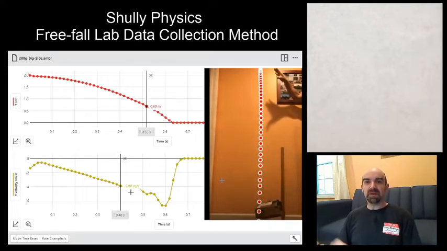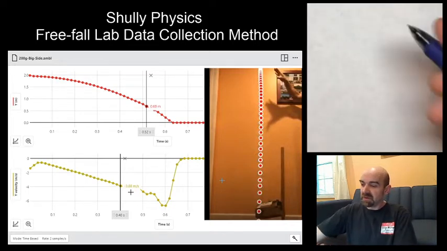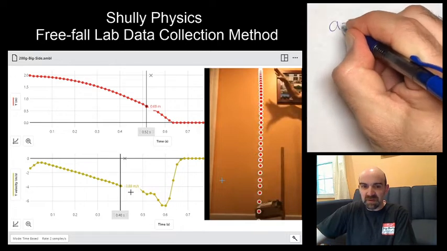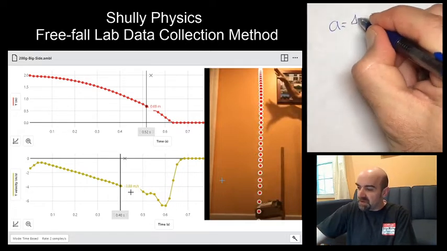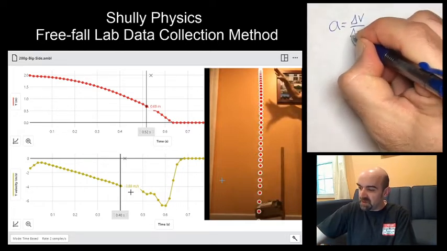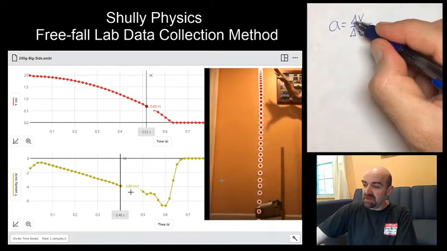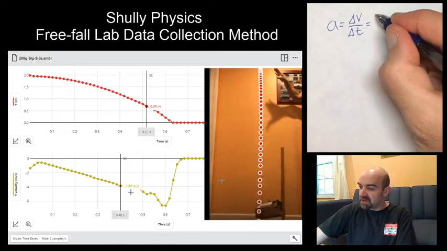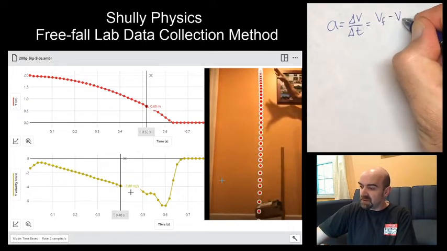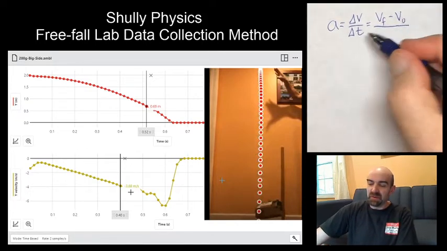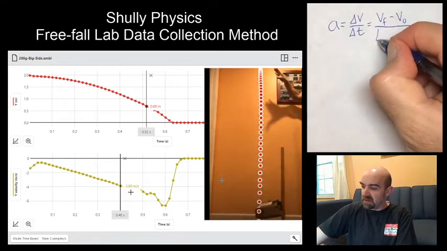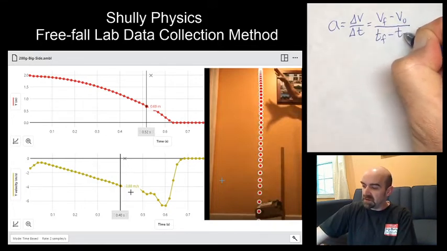All right, so how do we calculate acceleration from this data? First, we're going to go to the definition of acceleration. Acceleration is a change in velocity over a change in time, or a rate of change in velocity. And a change, this delta, means the final condition minus the initial. And also we have the same thing on the bottom. We'll take the final time minus the initial time.